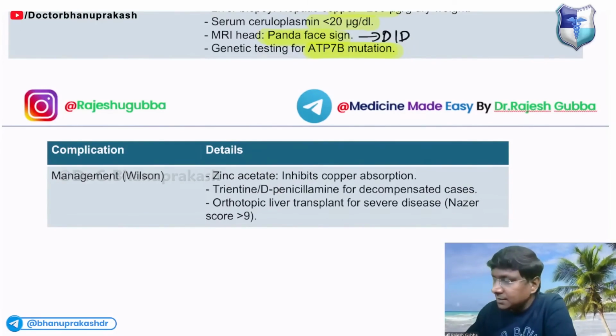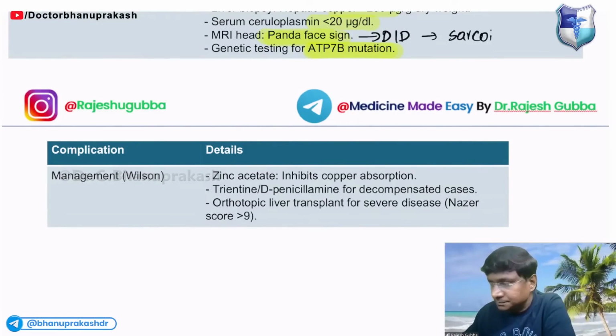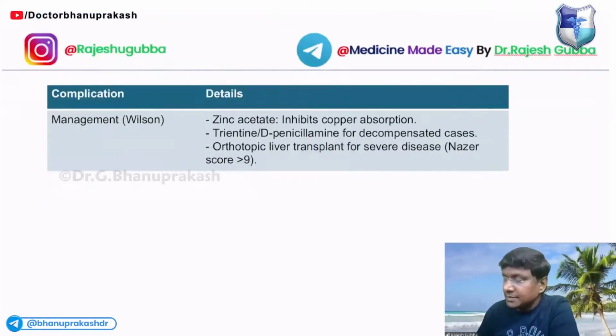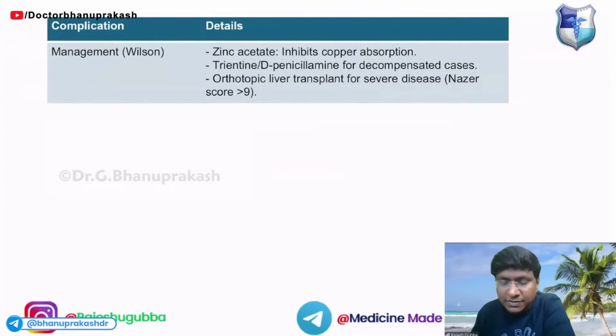So the face of panda is observed in case of sarcoidosis. In sarcoidosis, you will have this face of panda sign, that is in gallium uptake studies. I'm not talking about MRI head. In gallium uptake studies, you will have the face of panda sign in sarcoidosis. Okay? Then, how do you treat these patients with Wilson's?